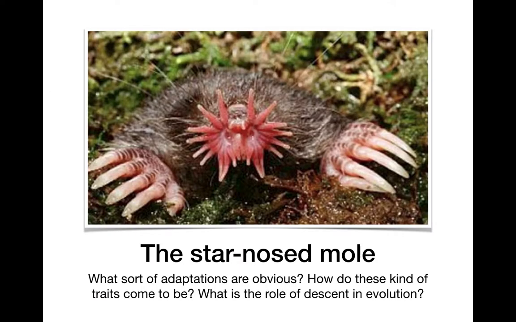Okay, so let's look at another example. Here, this crazy creature is a star-nosed mole, which I think is so ugly, it's actually kind of cute. If you look here, the eyes are right up here, they're very tiny, and this big part here is its nose. So take a look at it and think about what kind of adaptations are obvious in the star-nosed mole. How would those traits have evolved? And what is the role of descent in evolution?